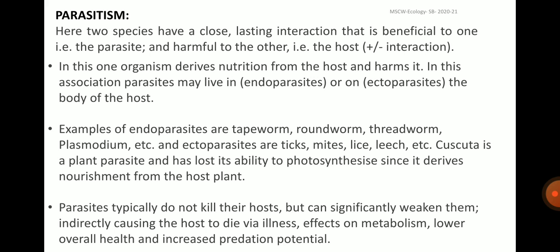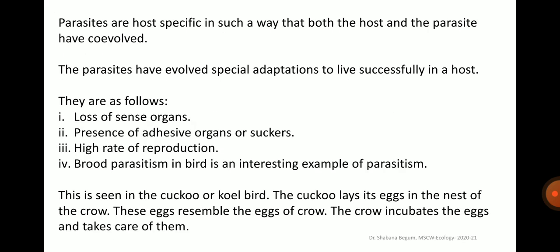Parasites typically do not kill their hosts but can significantly weaken them, indirectly causing the host to die via illness, effects on metabolism, lower overall health, and increased predation potential. Parasites are host specific in such a way that both the host and the parasites have co-evolved. The parasites also have evolved special adaptations to live successfully in a host.